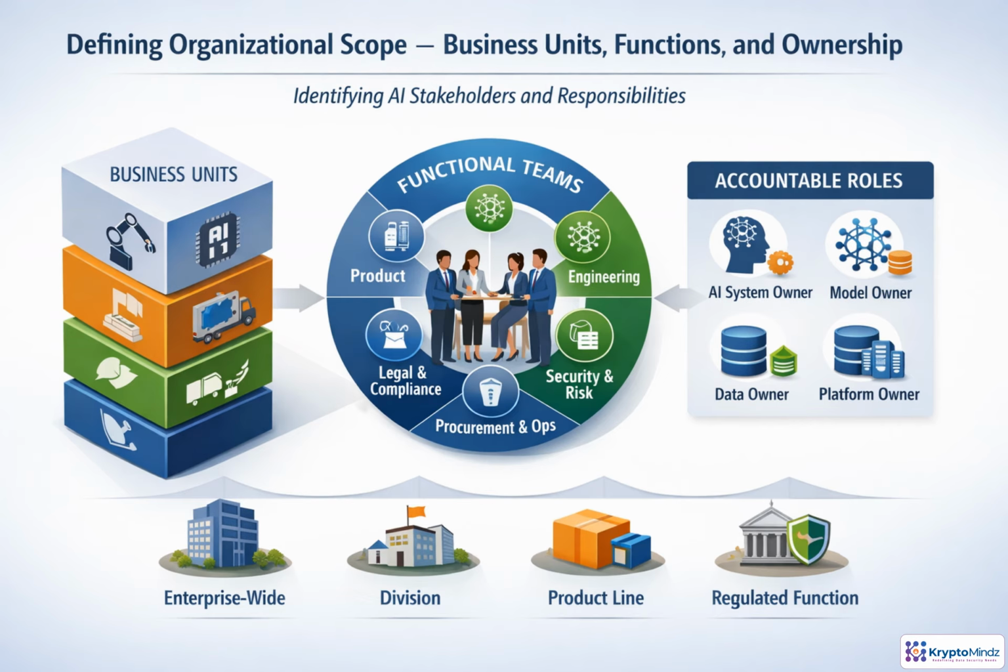Organizational scope answers a practical question: who is inside the AI management system, and who is accountable for what? Start with every unit that designs, buys, deploys, operates, or monitors AI. Then connect the supporting functions, including product, engineering, data science, legal, compliance, security, risk, procurement, and operations. Finally, name owners for the system, model, data, platform, and business process. Scope may be enterprise-wide or limited to a division, product line, or regulated function.